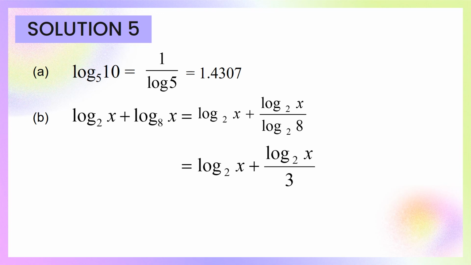Alright, so then we get log x to the base of 2 plus log x to the base of 2 over 3. Now we have coefficients for log base 2 of x. The first one has coefficient 1. The second term has 1 over 3. So then 1 plus 1 over 3 becomes 4 over 3. So finally, we get 4 over 3 log x to the base of 2. So this is a single log to the base 2.